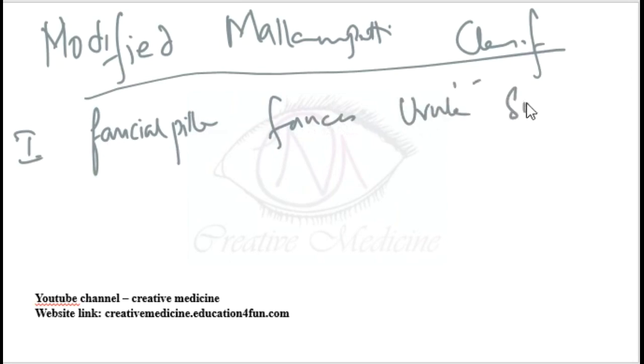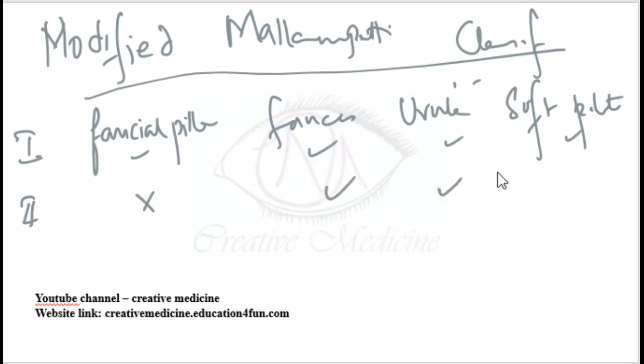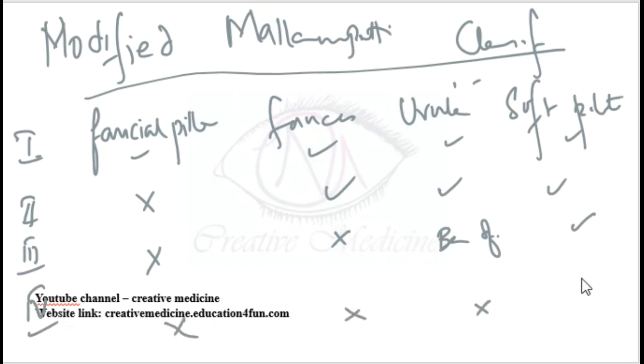Mallampati classification grade 1: you can see the faucial pillars, fauces, uvula and soft palate. In modified Mallampati grading type 2, you can see the fauces, major part of the uvula and the soft palate. Whereas in Mallampati grading 3, you can see only the base of the uvula and the soft palate. In modified Mallampati grading 4, you can see only the hard palate. You cannot see faucial pillars, fauces, uvula and soft palate; they are not visible.